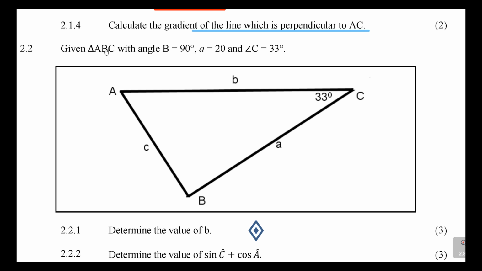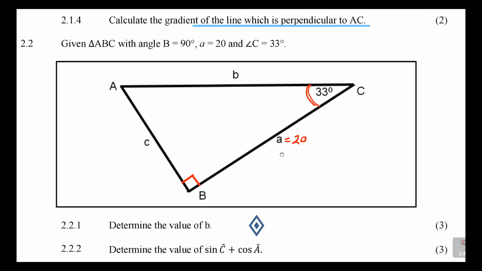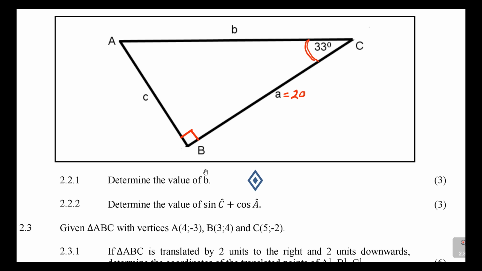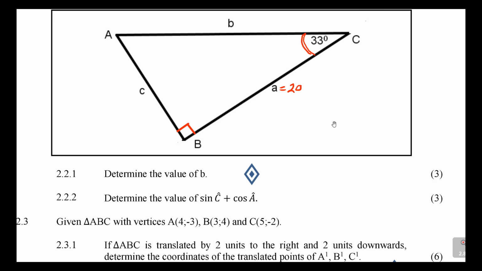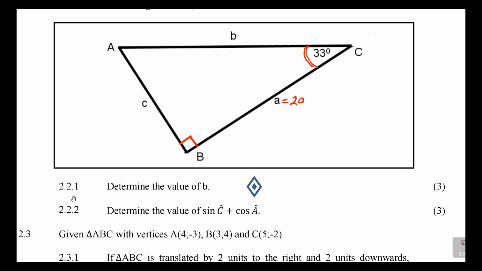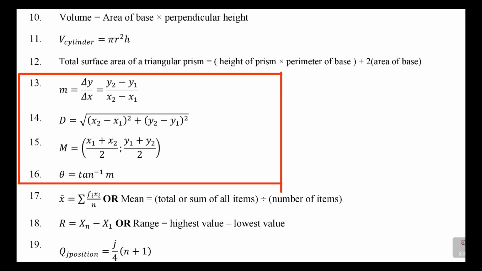2.2, given triangle ABC with angle B at 90. So there is an angle 90. I don't know why I missed this one. It's so visible here. There is 90, angle B. Angle A is 20, and angle C is 33. They did that. Simple one. Now determine the value of B. Now they need us to find the value of what? Of B. Now let me go back to the formulas just to familiarize myself again.